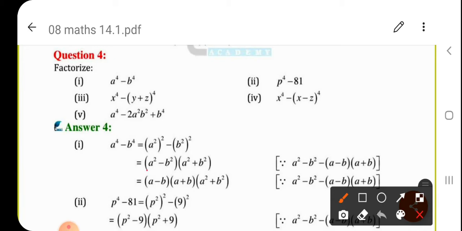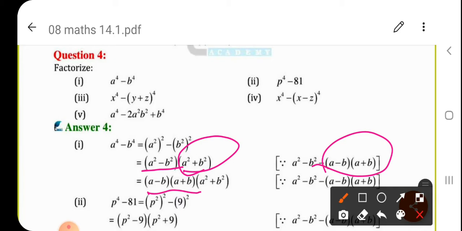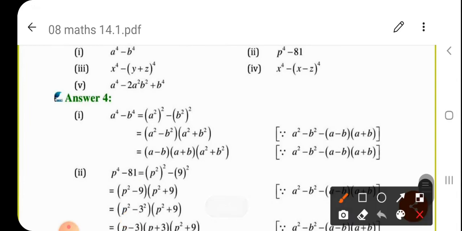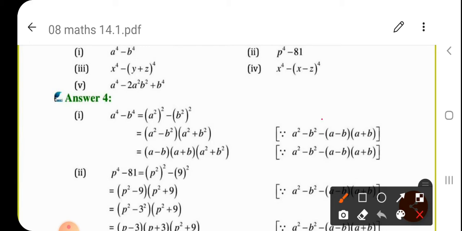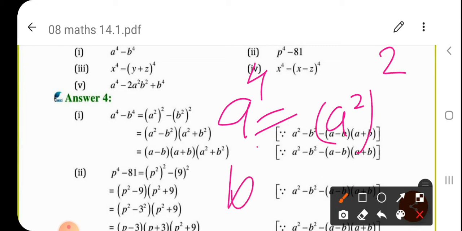Now further, a square minus b square, simplification is possible, expansion is possible. Yes, that you can write as a minus b into a plus b. And a square plus b square, further simplification is not possible, so you have to write a square plus b square as it is. Okay, let me explain once again. Here a raised to 4, b raised to 4 is given. You want to expand this kind of equation, so you have to write it in the form of a square minus b square. So a raised to 4 you can write as a square raised to square, and b raised to 4 you can write as b square raised to square.